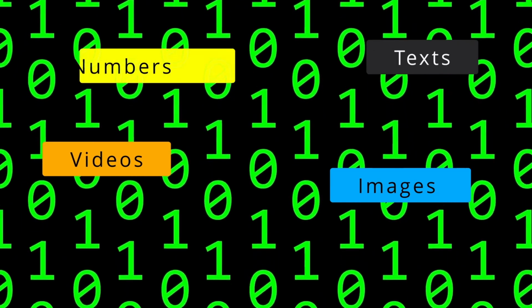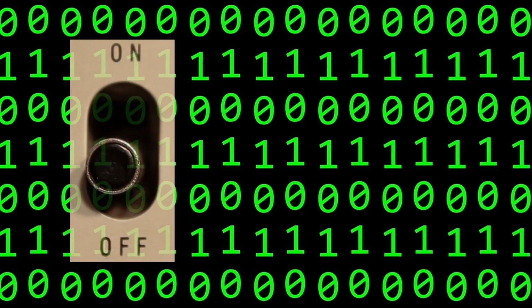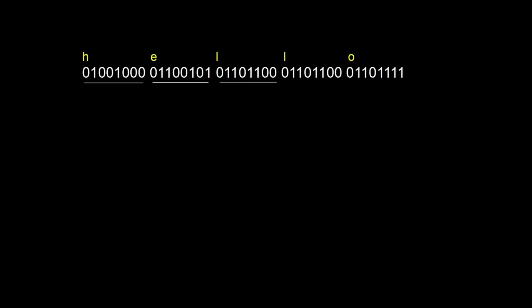All images, videos, texts, and numbers that are stored in a computer are nothing but the sequence of on and off state of many electric switches, or you may say it is the sequence of zeros and ones. For example, if you write the text hello in a text editor, it is stored in a computer's memory as a binary number like this.